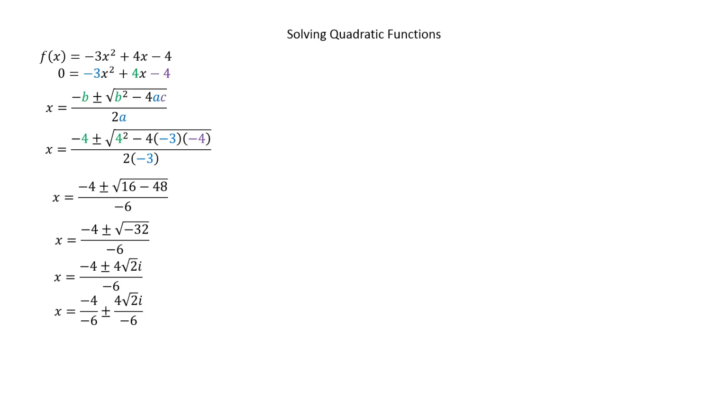Again, 4 over 6, 2/3. There's another root 2 in the top and an i. So you get x equals 2 over 3 plus or minus 2 root 2i over 3. Is that an obnoxious answer? Yes, but it happens. So in this process, I showed a lot of steps.